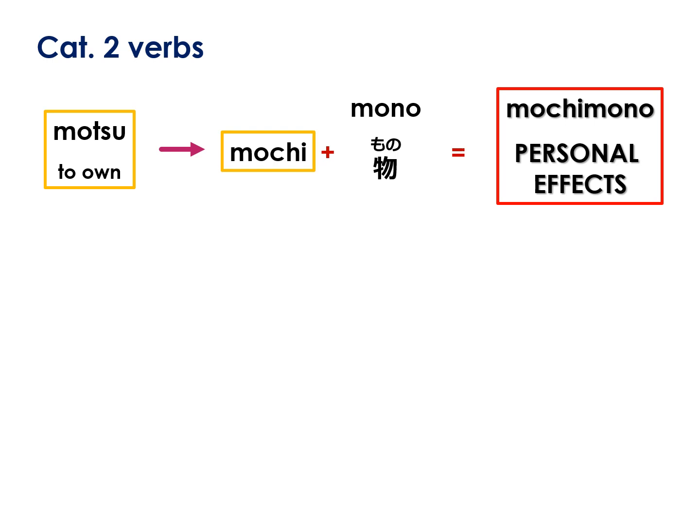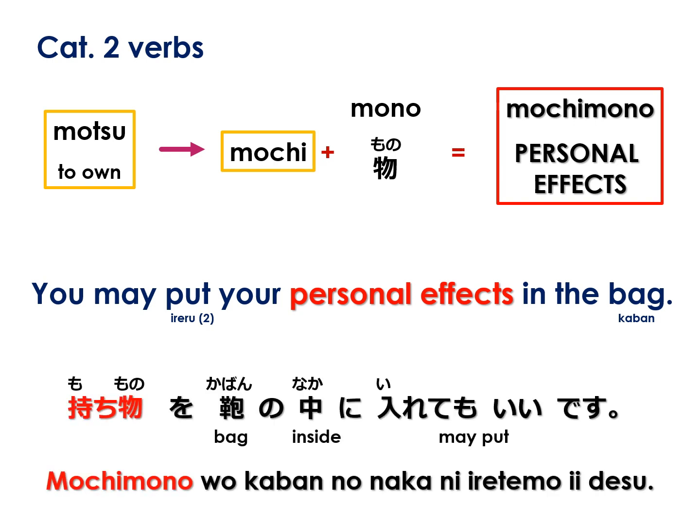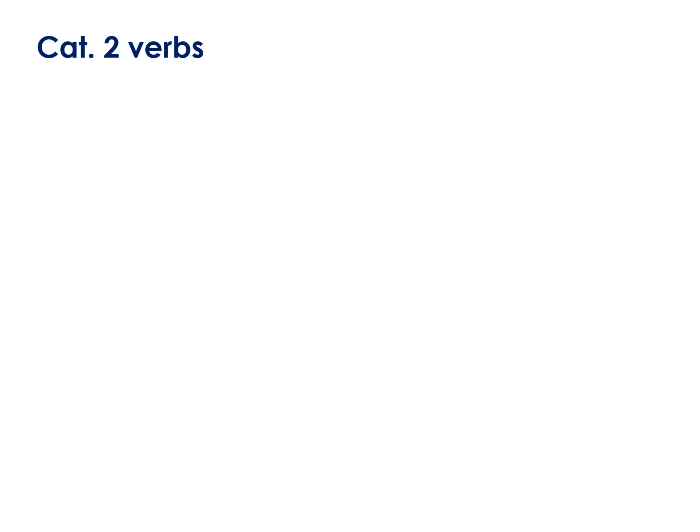Personal effects are things one typically has in his or her bag, such as wallet, keys, cell phone. Our sentence, you may put your personal effects in the bag. In Japanese, 持ち物をカバンの中に入れてもいいです。For our u ending verb, let's use 買う, which means to buy.